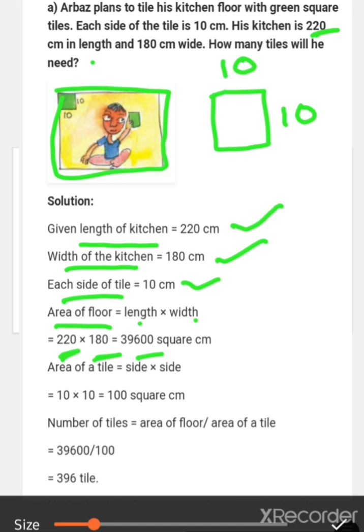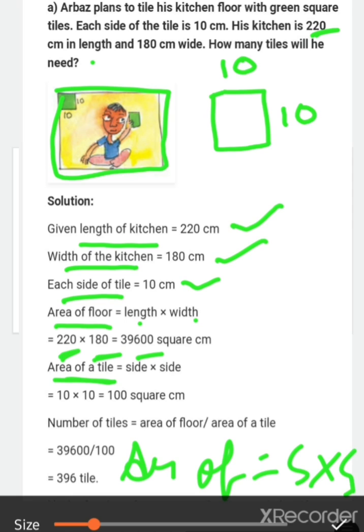Now we'll find the area of the tiles. Area of tile is side multiplied by side, as it is in the shape of a square, and area of a square is side multiplied by side, because all the sides of a square are equal. So 10 multiplied by 10 gives 100 square centimeter.